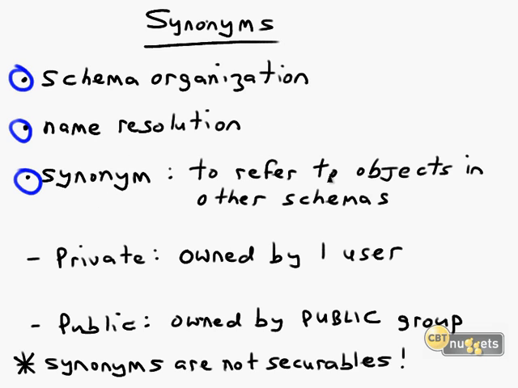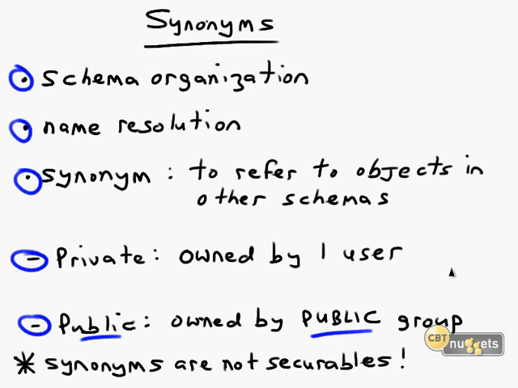A synonym, formally defined, is an object that refers to objects in other schemas. Now, as I mentioned, there are two types or flavors of synonyms: private and public. A private synonym is owned by a single user and is accessible only by that user. So this allows a user to create alias names for their own objects for their own use. More common perhaps are public synonyms that can be created by any schema owner for their objects, but the ownership of the synonym is by the public built-in group. In other words, the public synonyms are globally accessible.